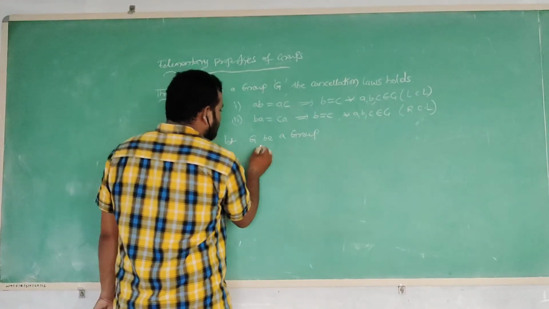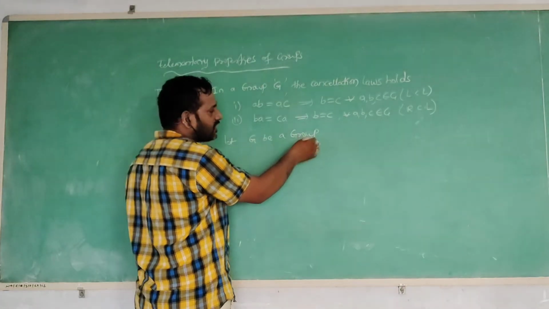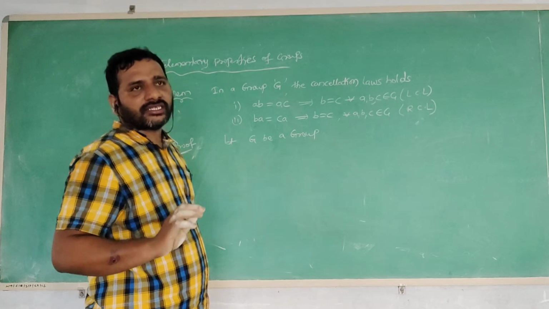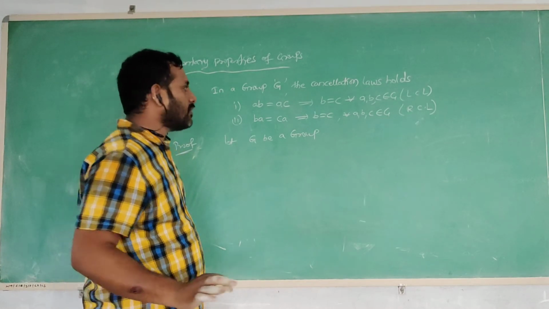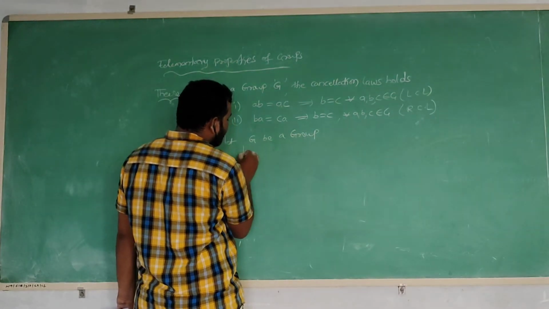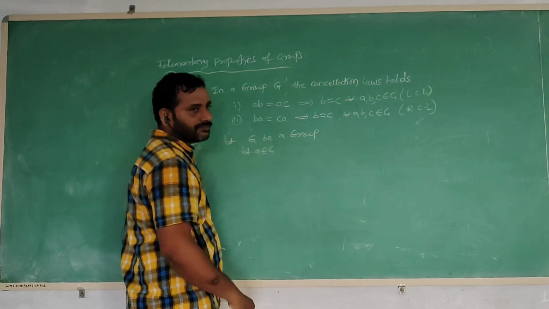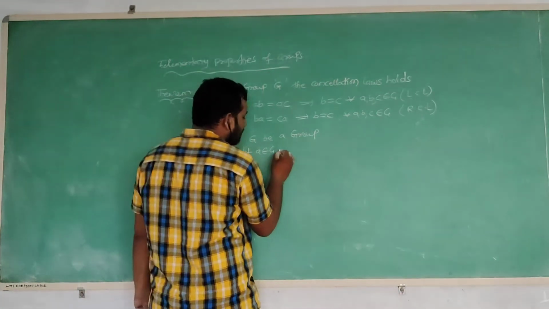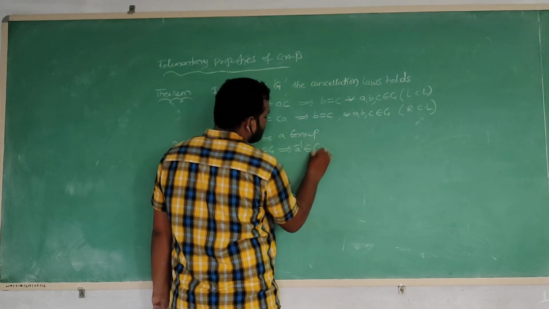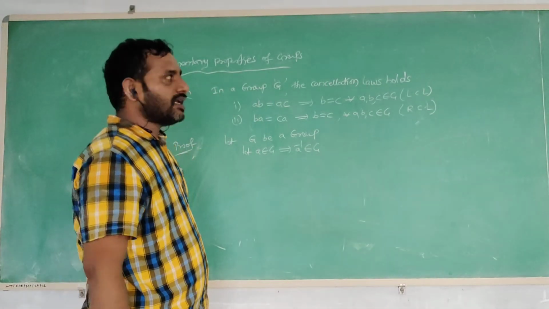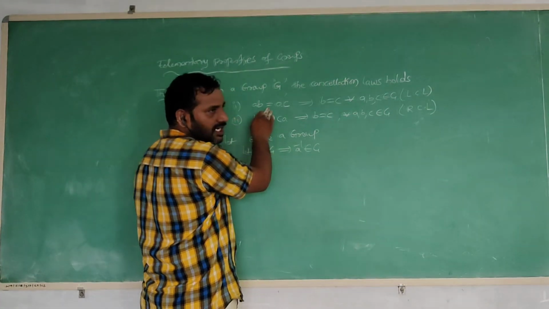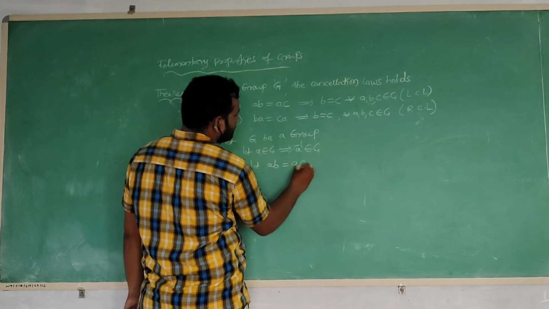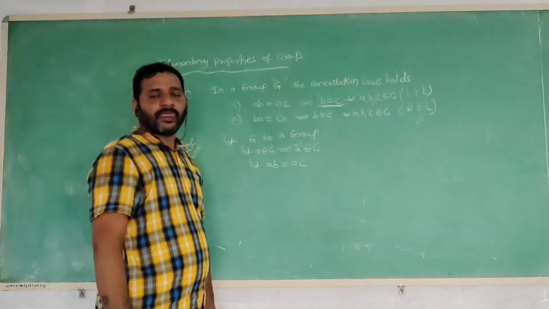Here G is a group, which means according to the definition of a group, G satisfies the four properties: closure property, associative property, identity property, and inverse property. Let us suppose I am taking A as any element that belongs to G. According to the inverse property, A inverse also belongs to G. Now I want to prove the left cancellation law. Let us suppose AB equals AC. Then I want to prove that B equals C.